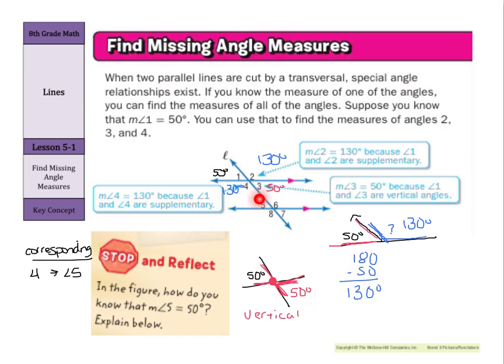Another way would be alternate interior. You look, 3 and 5 are both on the inside, on opposite sides of that transversal. So 3 and 5 are alternate interior. So the measure of angle 5 is going to be the same as the measure of angle 3. We're going to go over these now.